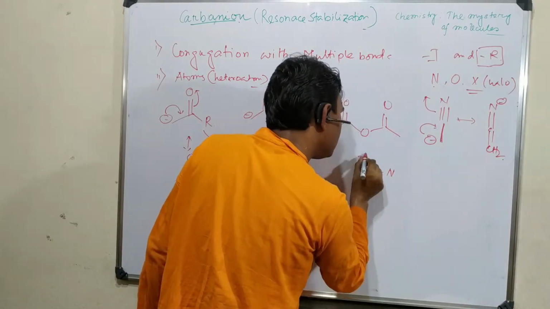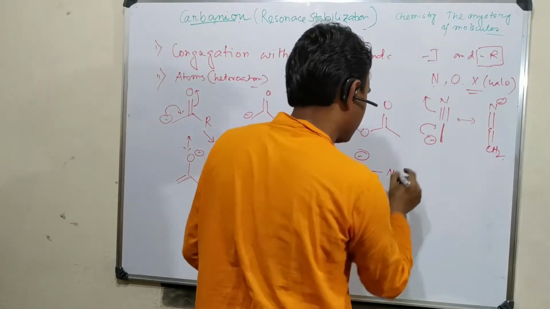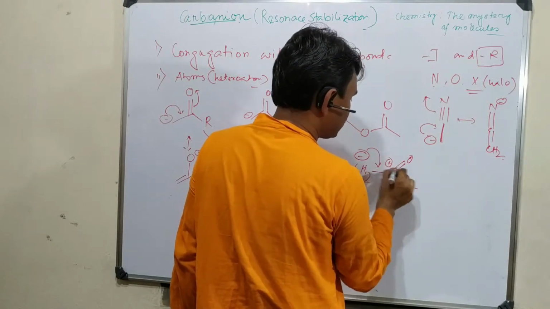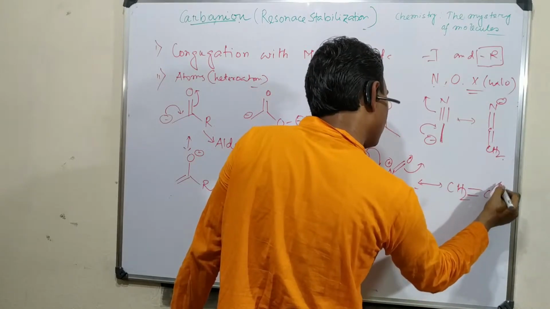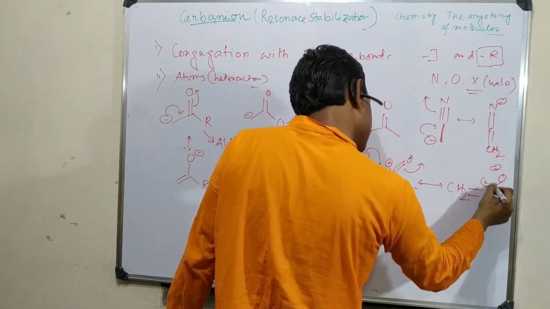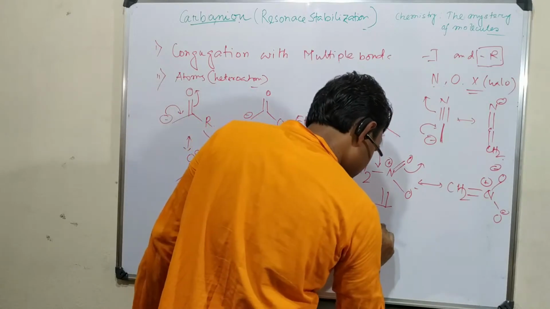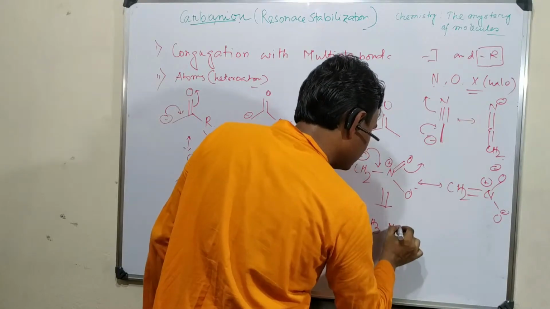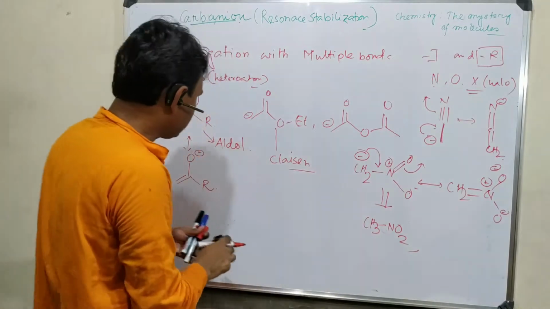How does this nitro group stabilize? Actually, the nitro group stabilizes via conjugation. What happens? It provides electron density, and in this way the nitro group also stabilizes the carbon. And like nitromethane, its parent compound, it's acidic enough. This is the real proof that nitromethane can stabilize this carbon.